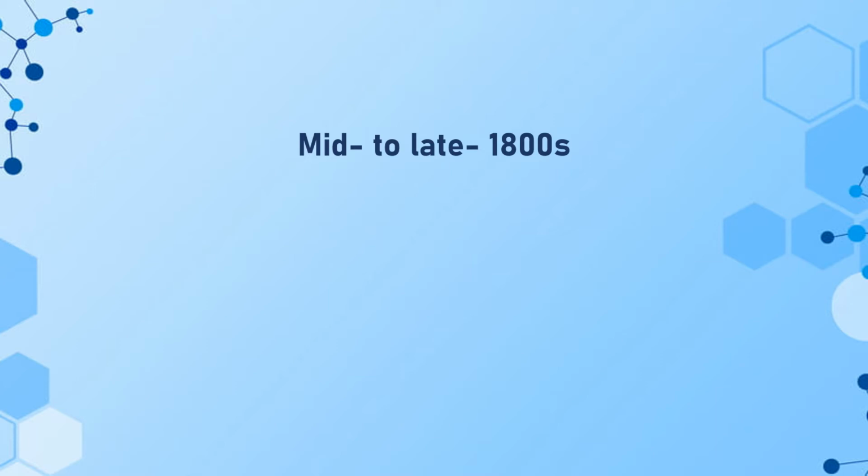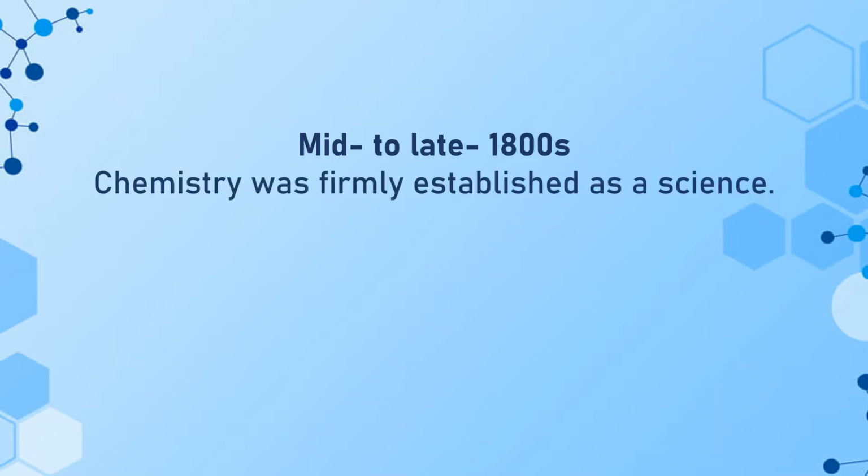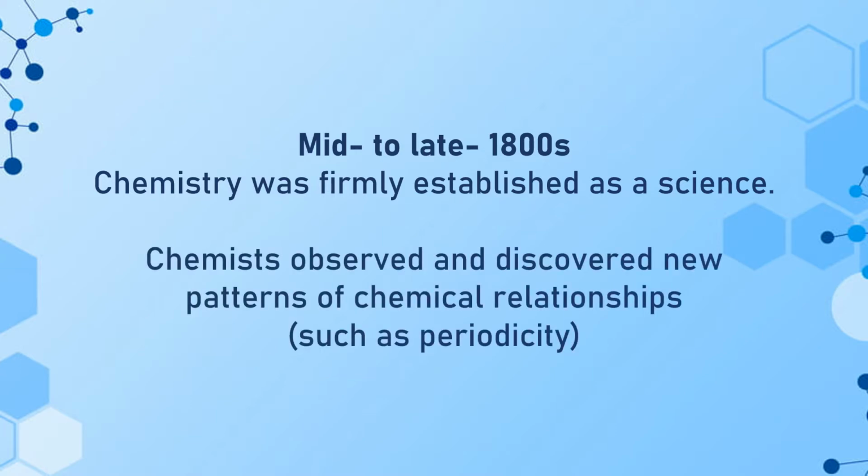Late 1800s. By this time, chemistry was firmly established as a science. Chemists observed and discovered new patterns of chemical relationships such as periodicity. As well, chemists discovered new chemical compounds with tremendous frequency. The rapidly increasing number of chemical compounds required a more organized method of nomenclature.